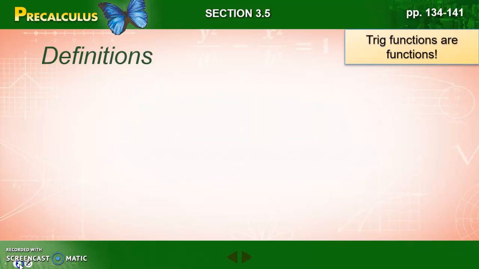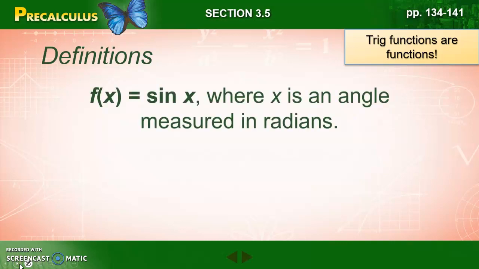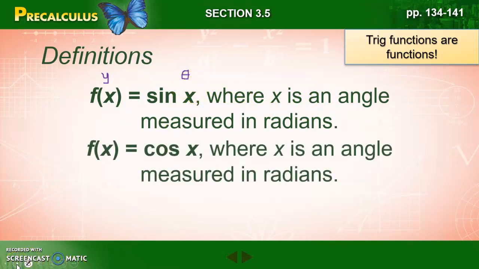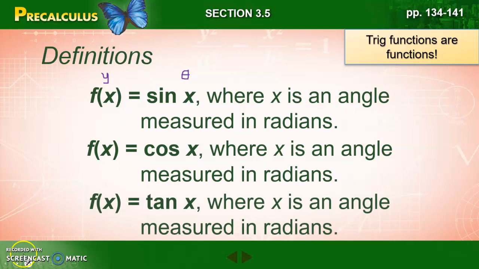Now that we reminded ourselves of those 3 main trig ratios, the trig functions are this: f of x equals sine x. Remember, f of x is just another way to express y. So f of x equals sine x, where x is an angle measured in radians. Remember that we will often see theta used instead of x for our variable here. f of x equals cosine x, where x is an angle measured in radians, and f of x equals tan x, where x is an angle measured in radians. So these are our 3 definitions of the sine function, the cosine function, and the tangent function.